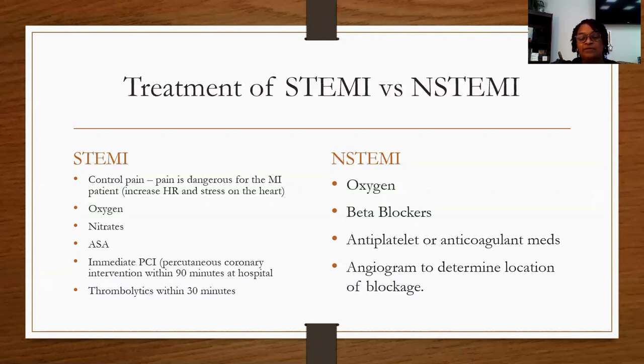With your non-STEMI, they're going to get oxygen, beta blockers, antiplatelet or anticoagulant meds, and they're going to be scheduled for an angiogram for the doctor to determine the location of the blockage.